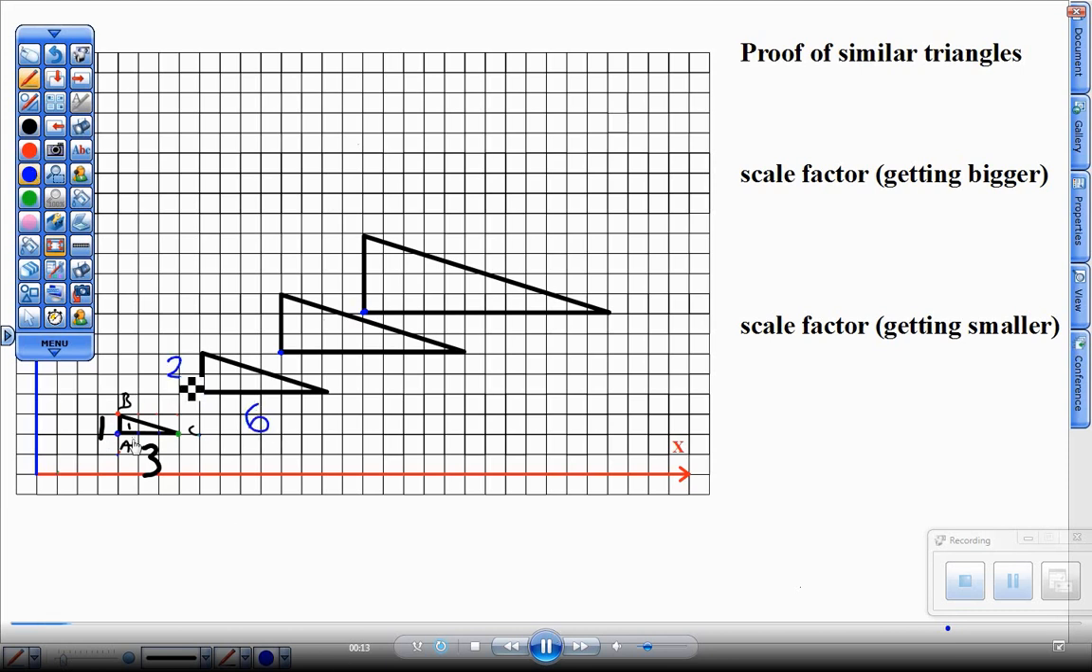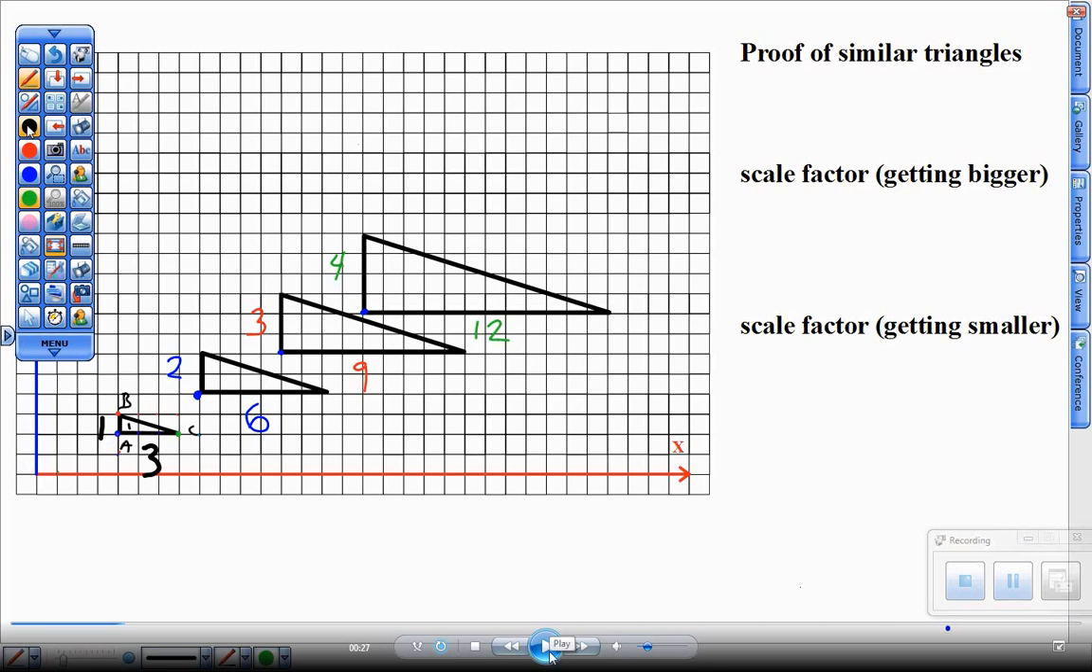This triangle is 3 boxes long. This triangle is 2 boxes high, 6 boxes long. 3 boxes high, 9 boxes long. 4 boxes high, 12 of those boxes long. And just be careful when you're counting. From here isn't 1. From here to here is 1. So don't be counting 1, 2, 1, 2. That's how I'd like you to count. So I want you to use just the lengths.